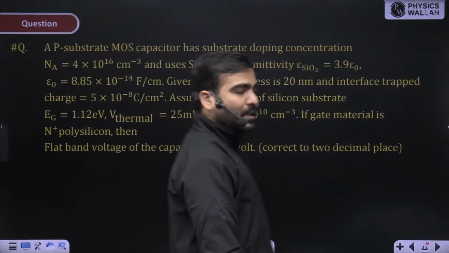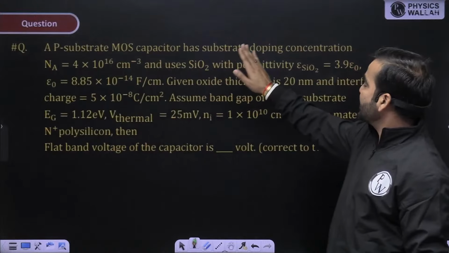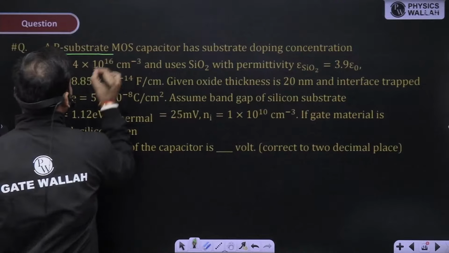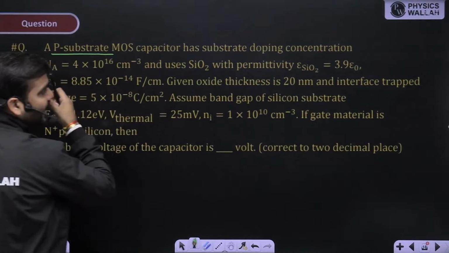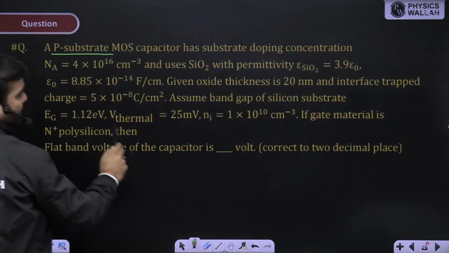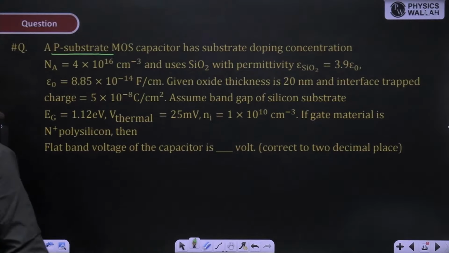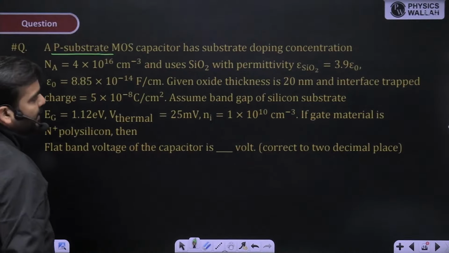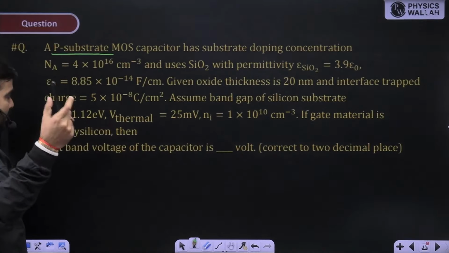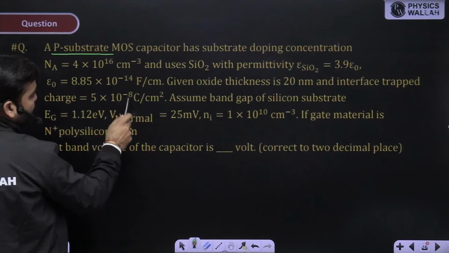Again, a MOS capacitor. The question is, a P substrate MOS capacitor has substrate doping concentration Na, the value is given, so it is a P substrate MOS capacitor. SiO2 is the dielectric, epsilon of SiO2 is given as 3.9 epsilon naught. Oxide thickness is 20 nanometer as well. So oxide thickness TOX is given, so you can calculate COX. Interface trapped charge, or you can say oxide charge, oxide trapped charge, is 5 into 10 power minus 8 coulomb per centimeter square.